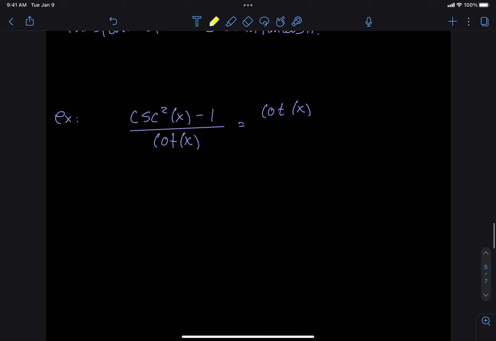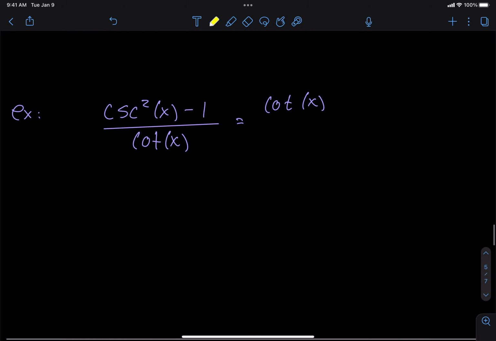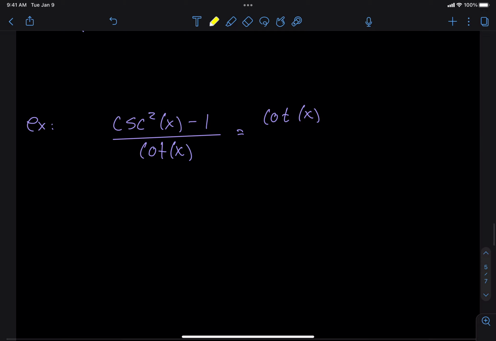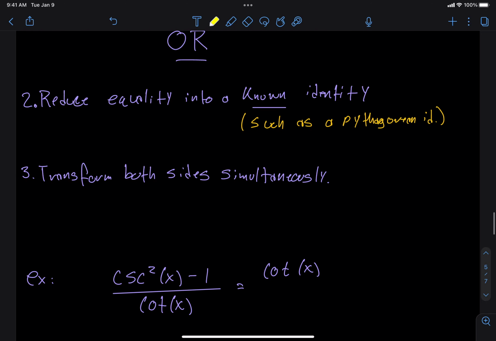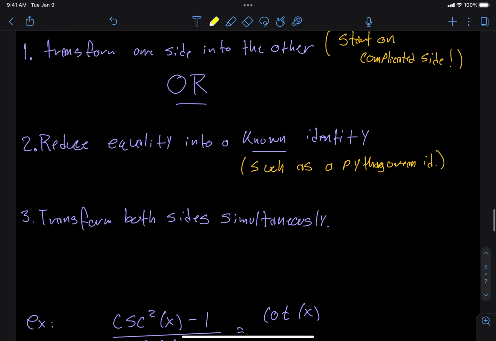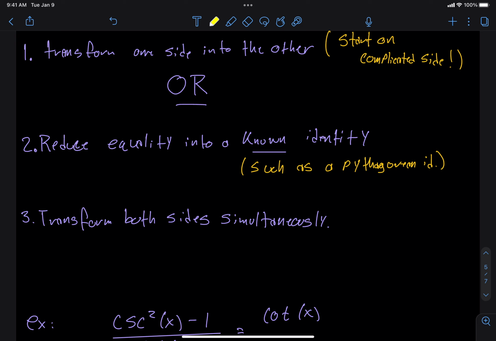Okay, so let's try this one. We want to show that this is true. It's not immediately clear that this should be true. So what am I going to do? I am going to transform one side into the other first. Let's start with method number one. We'll try method number one first.